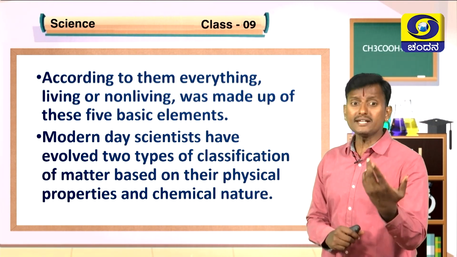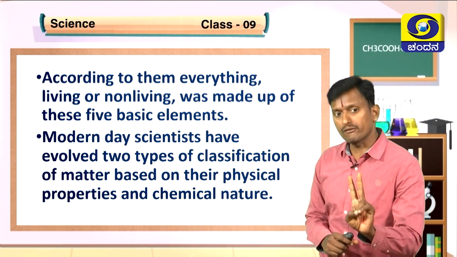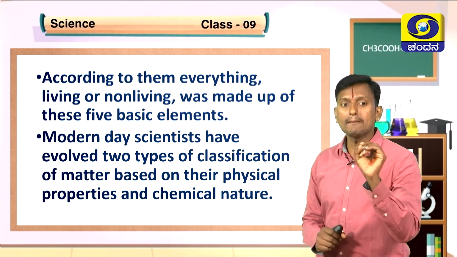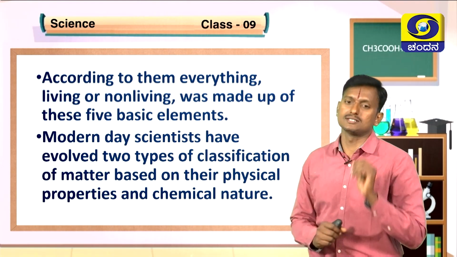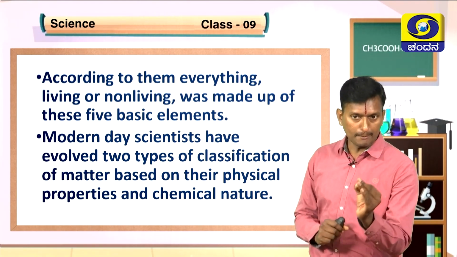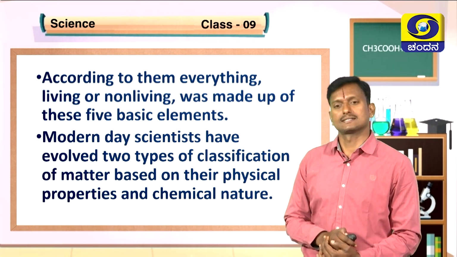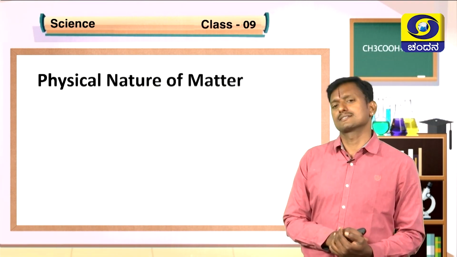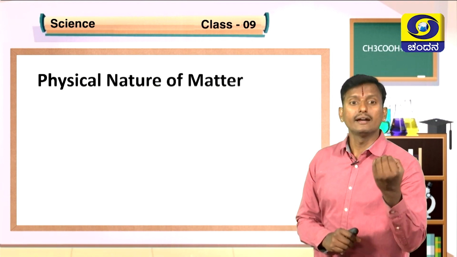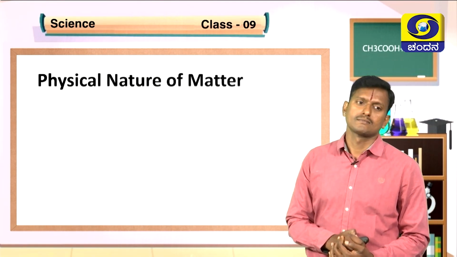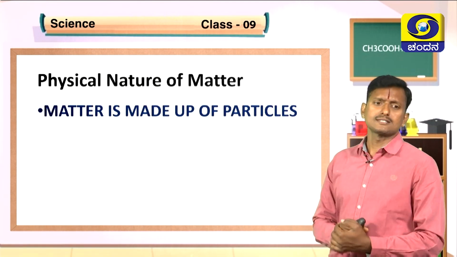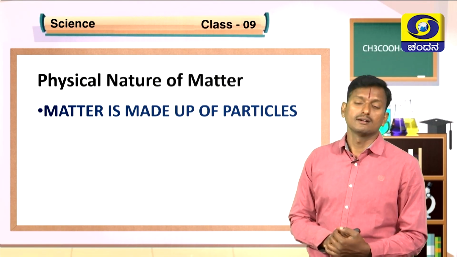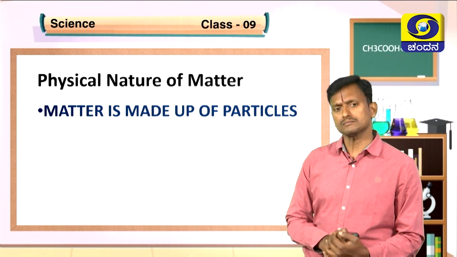But modern day scientists have evolved 2 types of classification of matter, that is based on their physical properties and chemical nature. Physical properties and chemical nature. Now, let us discuss the physical nature of matter. First one is, matter is made up of particles. This is one of the physical natures of matter. What does that mean?